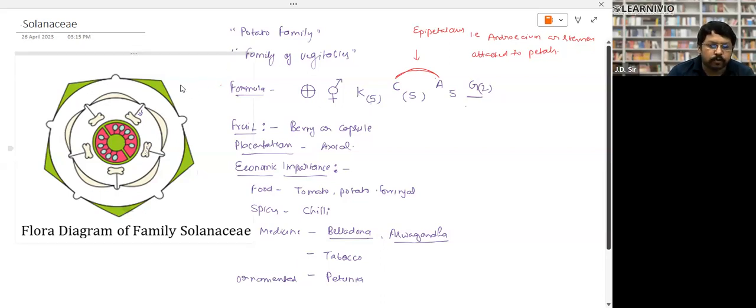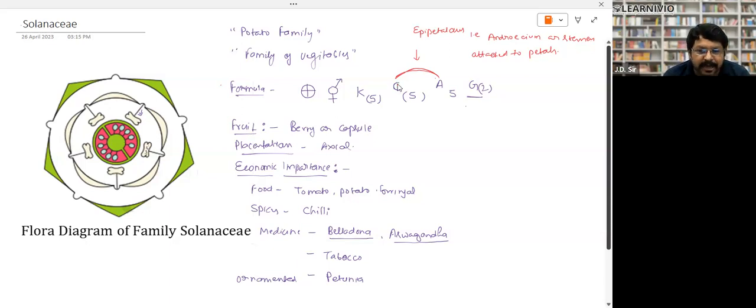Calyx 5 gamo. Look, 1, 2, 3, 4, 5 sepals are there and they are united. So I would like to write calyx 5 gamo. Next one is corolla. 1, 2, 3, 4, 5 petals and they are united. I would write corolla 5 gamo. But in the androecium, the stamens are free from each other: androecium 5 polyandrous. But the androecium is joined with the petals. Try to understand, the androecium is joined with the petals.